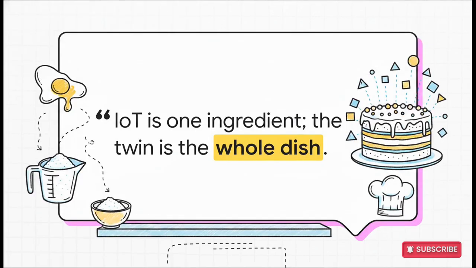So the crucial point really boils down to this tasty analogy. IoT is one ingredient, the twin is the whole dish. If you were building an advanced manufacturing setup, having sensors collecting data is basically like having flour, sugar, and eggs sitting on your kitchen counter. I mean, it is totally necessary, but it is definitely not a cake yet. The digital twin is the finished, baked dish that actually provides the value, the insight, and the predictive power.